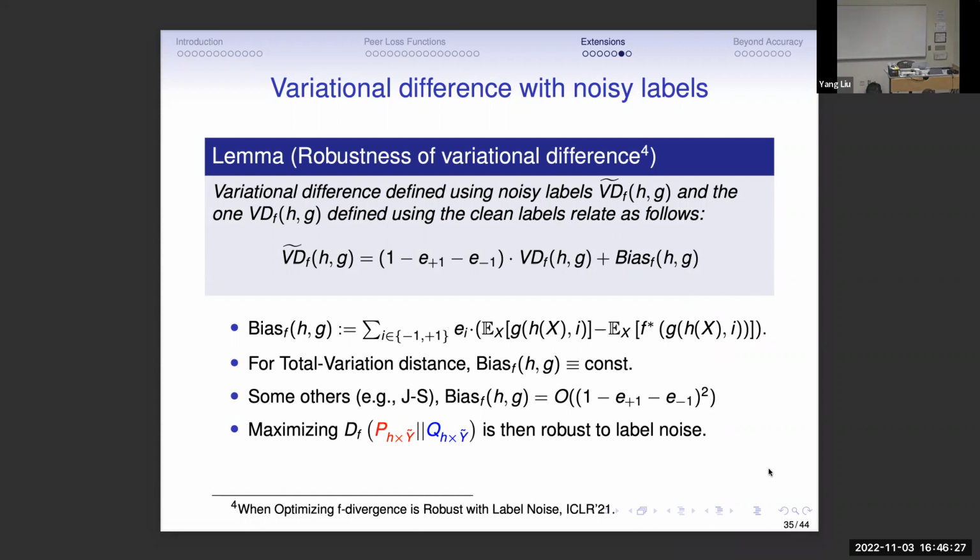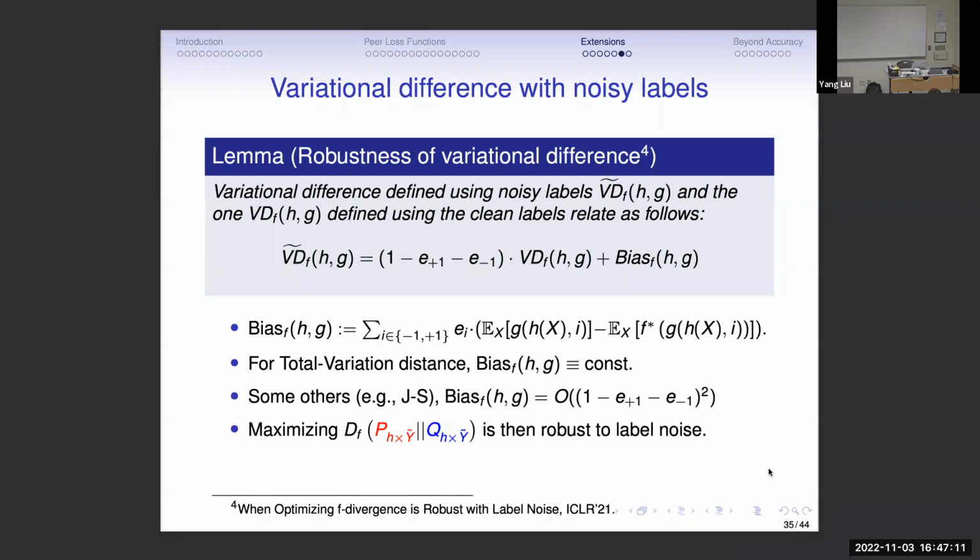This bias term depends on your choice of the f functions and on the choice of the classifier you're looking at. But peer loss corresponds to the case where the bias term is 0. That gives you the linear transformation property we showed earlier. But not only peer loss. Total variation distance, which has a really similar form to peer loss, has a bias term that is constant. A constant bias term is also good enough, because you again have an affine transformation. The noisy measure you can calculate is an affine transformation of the true variational difference term. Then you can do your optimization on the noisy variational difference term.